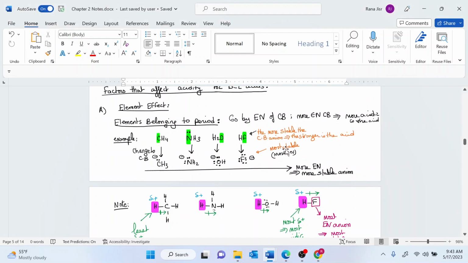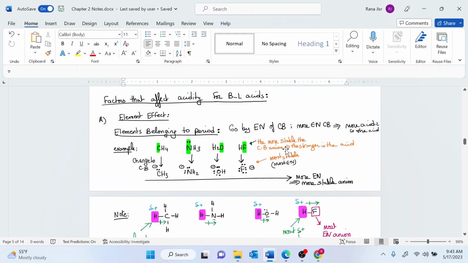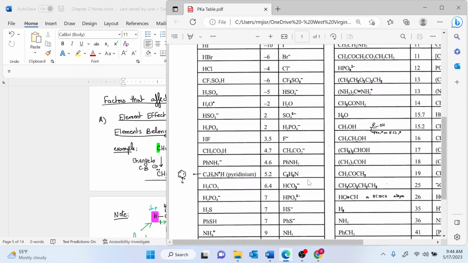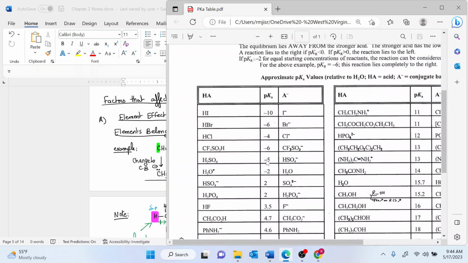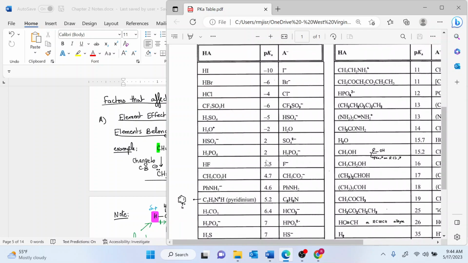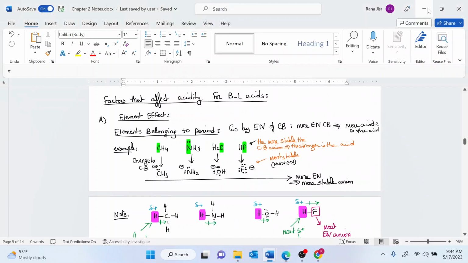There are factors that affect the acidity of an acid. We can depend on these factors to rank the acids. We can't always use the pKa table, because sometimes there are molecules in there that don't have any pKa values. And this is why you would need a set of rules in order to rank different acids.